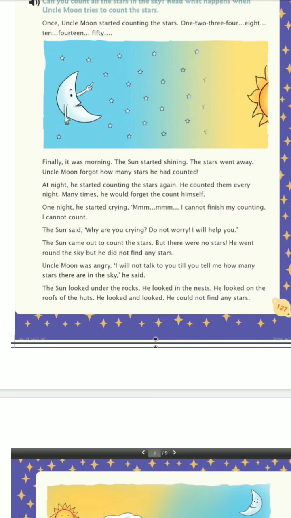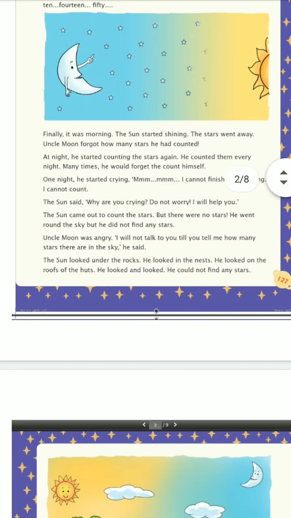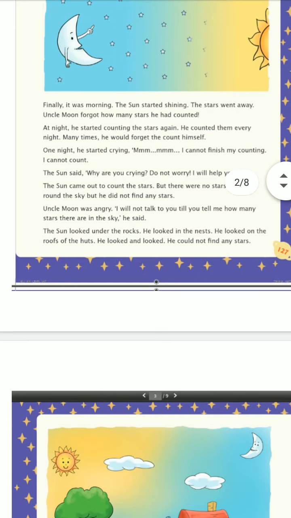Uncle Moon forgot how many stars he had counted. He did not remember how many stars he had counted yet. At night, he started counting the stars again. The next night, he again started counting the stars because he wanted to know how many stars there are in the sky. He counted them every night, and in the morning, he forgot how many stars there were in the sky. So, every night, he used to count the stars.